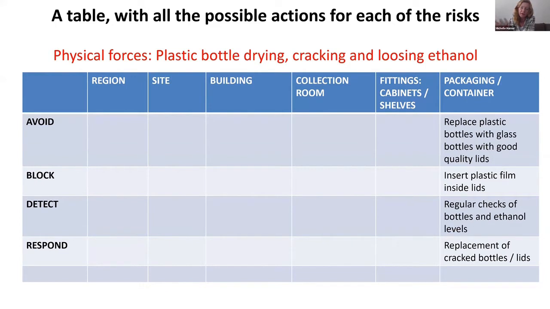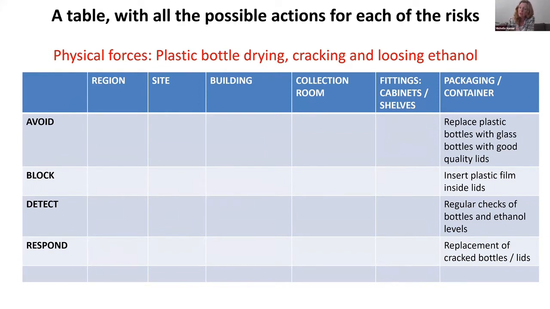So you've got to think about at what level. And here it's just about fixing those containers. And these are the options. I can replace all my plastic bottles with glass bottles with good quality lids. I could put a piece of plastic film under the lid and put them on, and that might seal them better. And if the lid cracks, it won't lose ethanol so quickly.